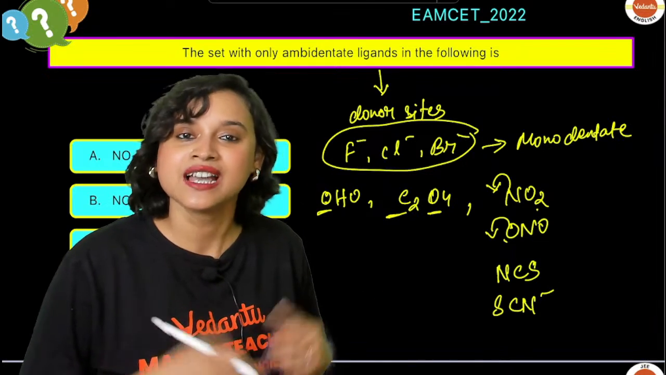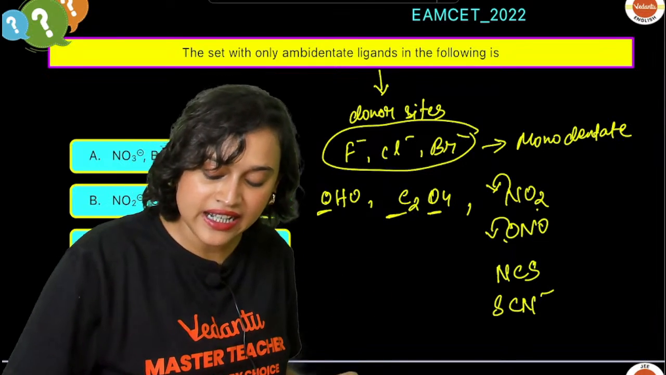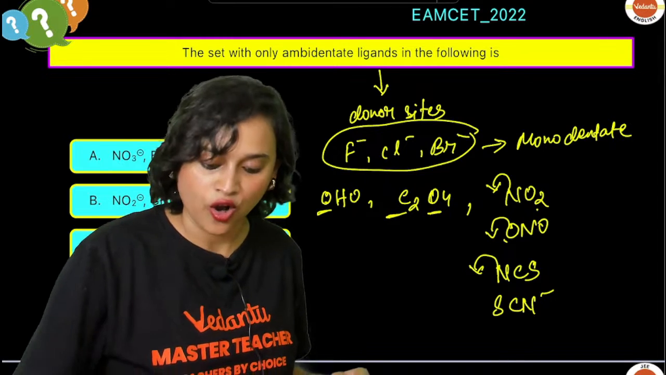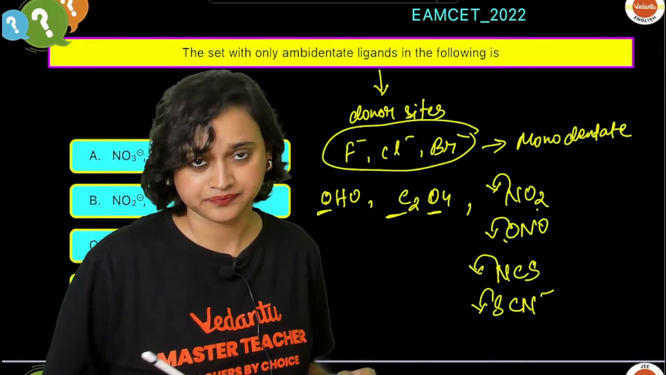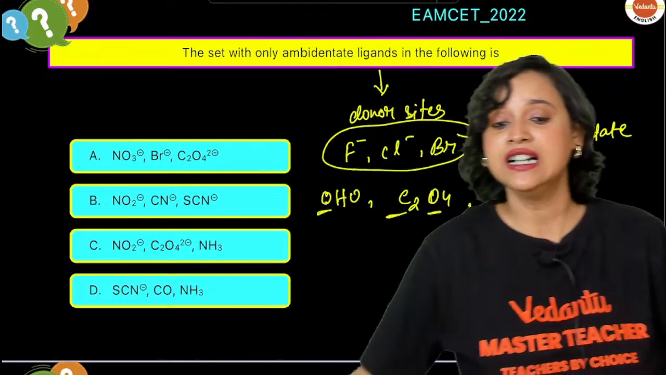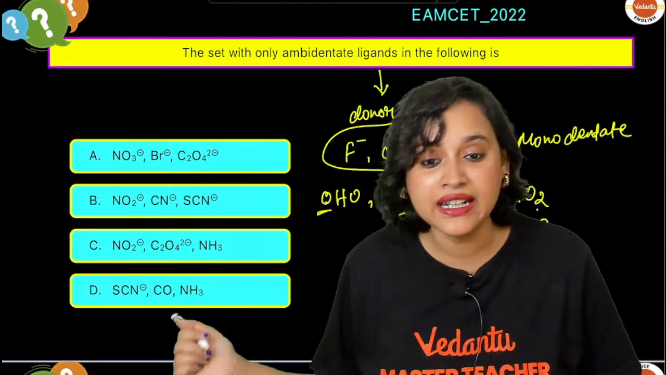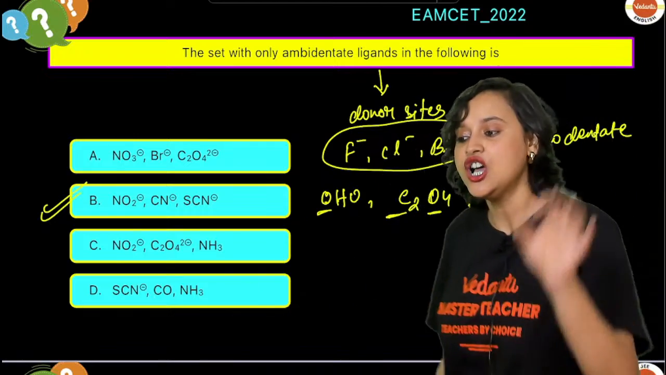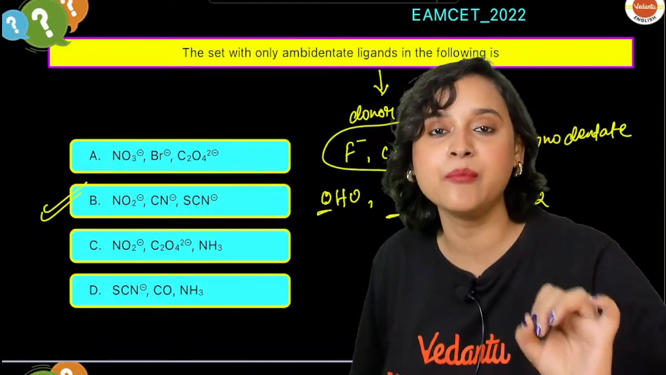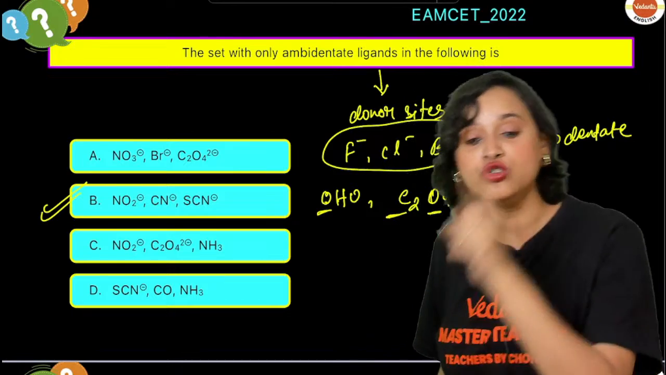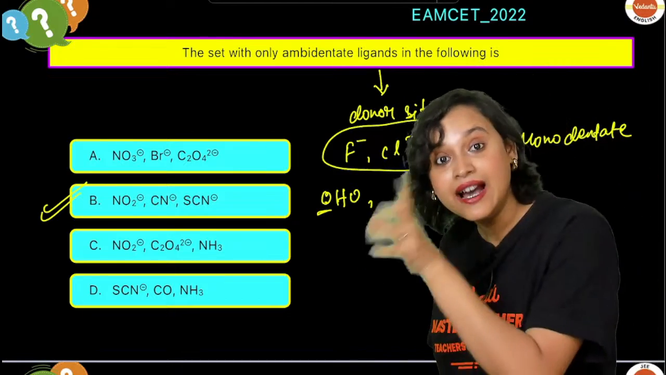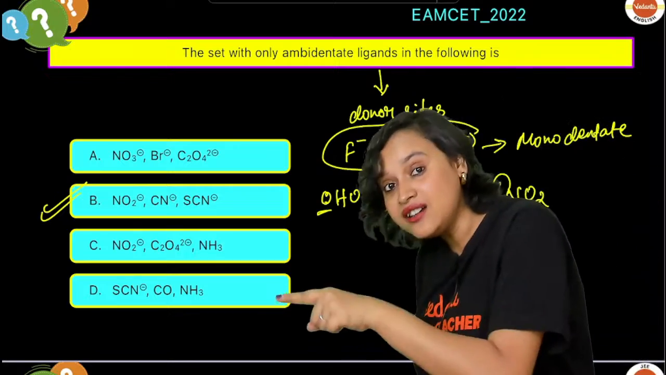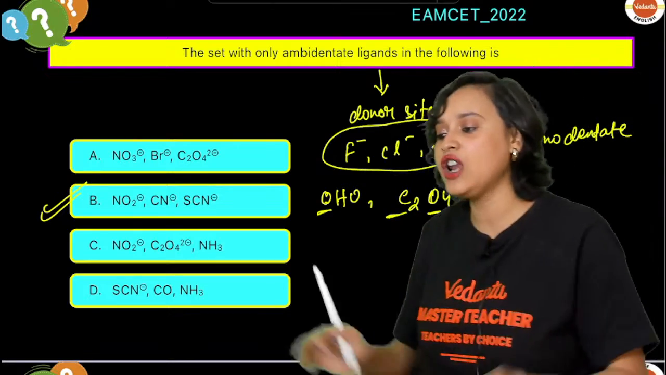You must have seen another ligand which is NCS or SCN minus. See, it can either hold on with the nitrogen hand or it will hold on with the sulfur hand. Then you must have seen CN minus. So these are all, option B is your correct answer. All of them are ambidentate ligands: NO2, ONO, CN, NC, SCN, NCS.